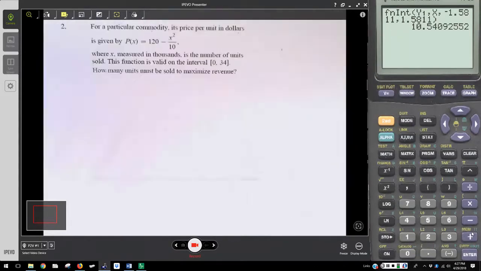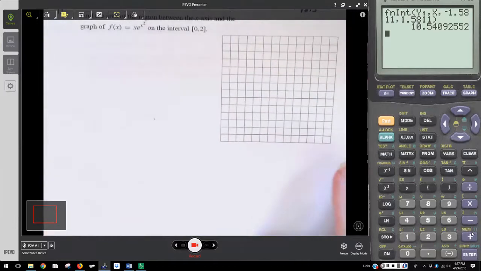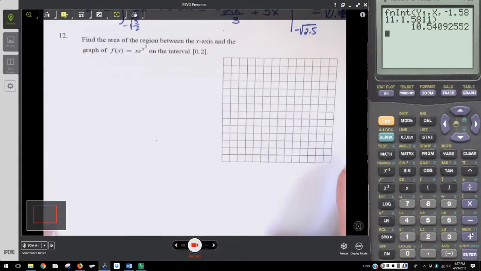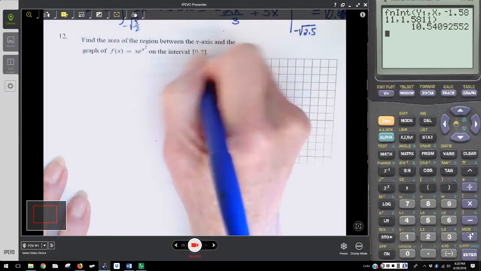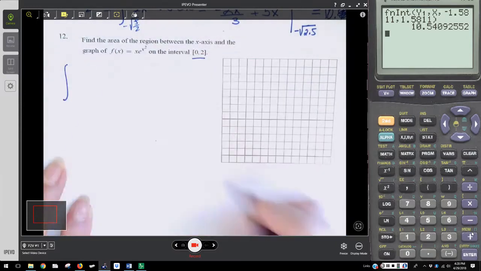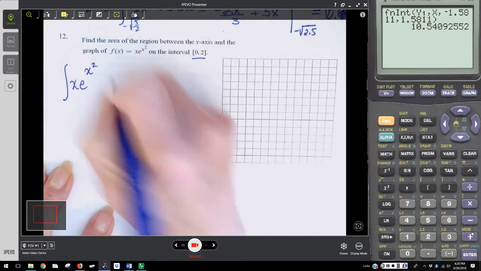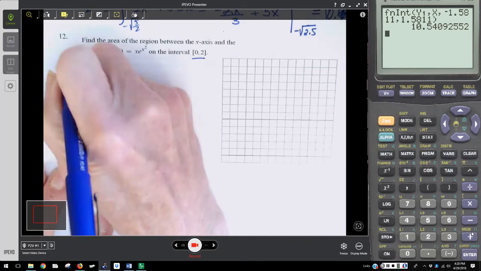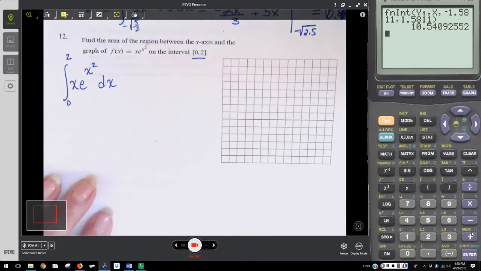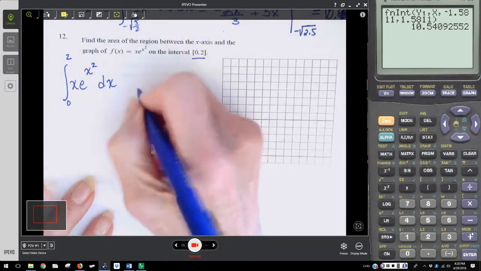So, last problem. Find the area of the region between the x-axis and the graph of f of x equals x times e to the x squared from 0 to 2. Basically, we're being asked to find the integral of x e to the x squared dx from 0 to 2. Again, this is a 15.4 problem. The other one was 15.5.